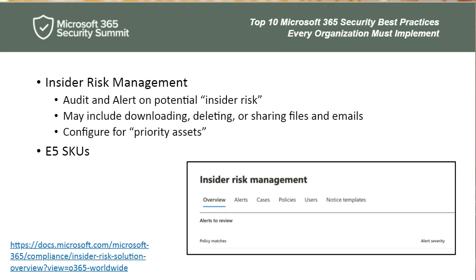Last but not least, insider risk management. This is another E5 SKU. This is similar to the risky behavior or the risky user, but this has its own amount of settings around auditing, alerting, watching for an employee in your company, they have an account, going in and doing what it says here, downloading a bunch of files, deleting a bunch of files, mass sharing files, forwarding a whole bunch of emails.